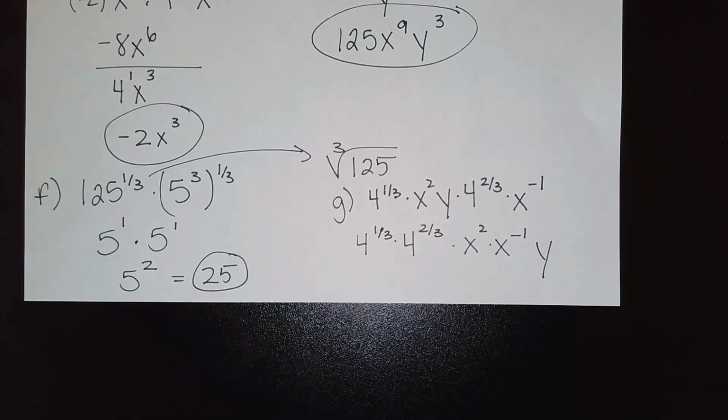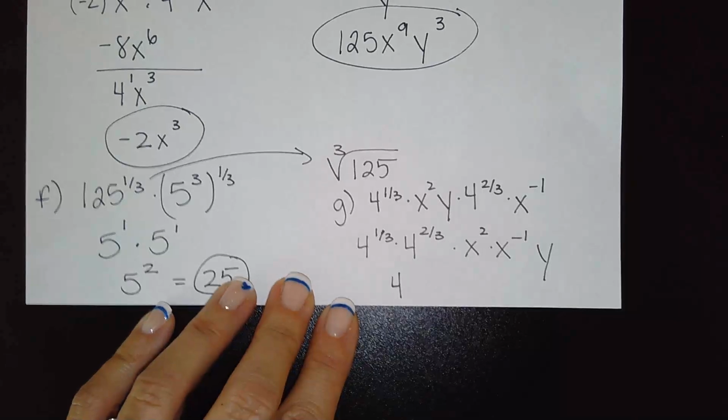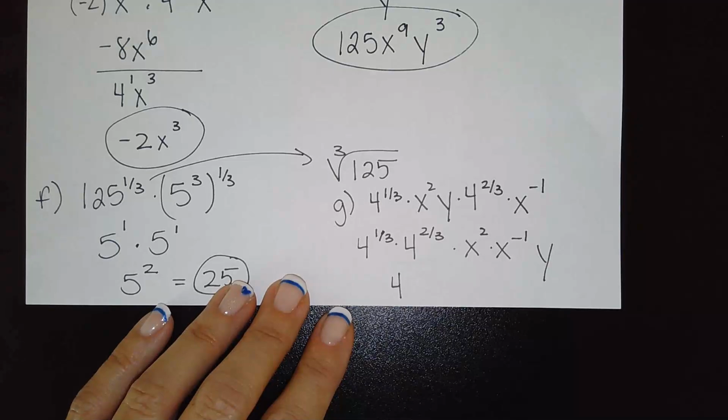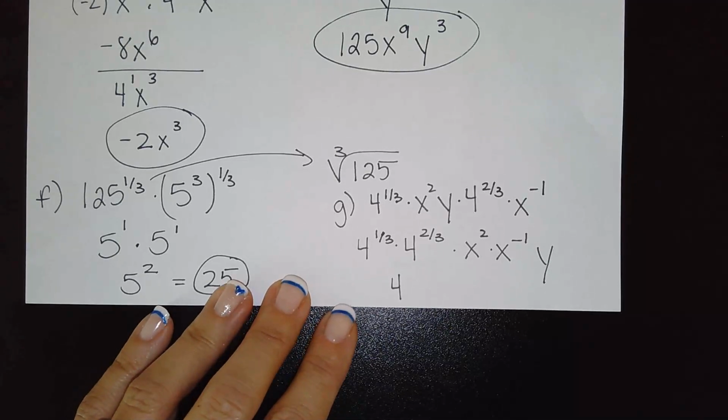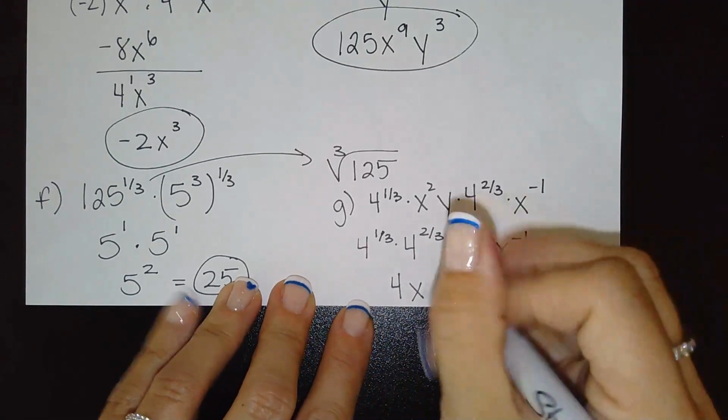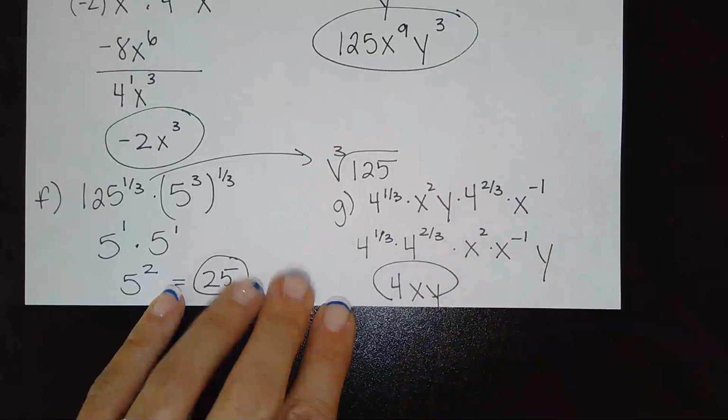What happens when you have bases that are the same? What do you do to the exponents? You add them. What's 1/3 plus 2/3? 3/3 or 1. This is just 4. X squared times x to the negative 1, you add them. 2 plus a negative 1, or 2 minus 1, they are the same thing, I get x to the first. And then I just have my little y sitting here still.